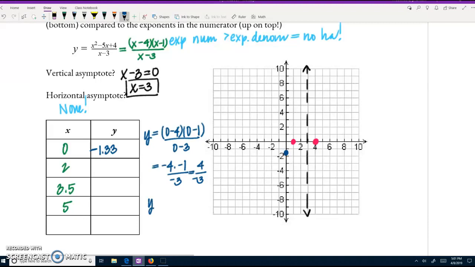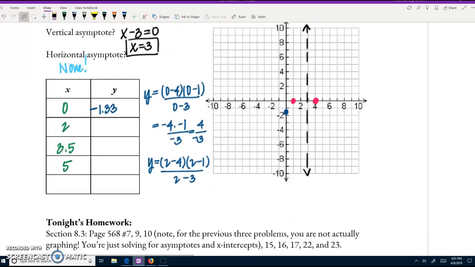Then I want to plug in 2. So I'll have 2 minus 4 times 2 minus 1 over 2 minus 3. So 2 minus 4 will become negative 2 times 1 over 2 minus 3 is going to be negative 1. So this is going to be negative 2 divided by negative 1. So this is going to be a positive 2. So when x is equal to 2, my y output is going to be 2 as well.